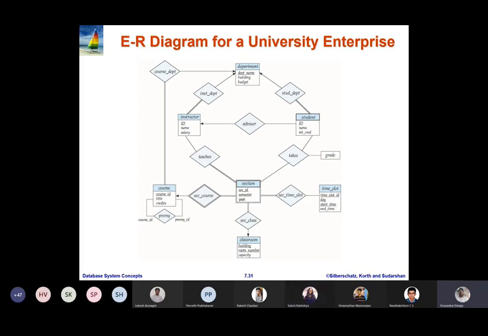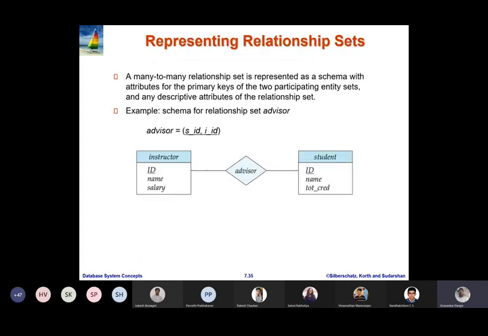So whenever I need to represent student underscore department as a relation, it should contain the primary keys of the participating entities. The primary keys of the participating entities are going to be ID and department name. So ID is from student: student.id, comma, department.department name. So it should contain the primary keys of the participating entities. So this is how I represent relationship sets whenever I convert an ER diagram into relations.